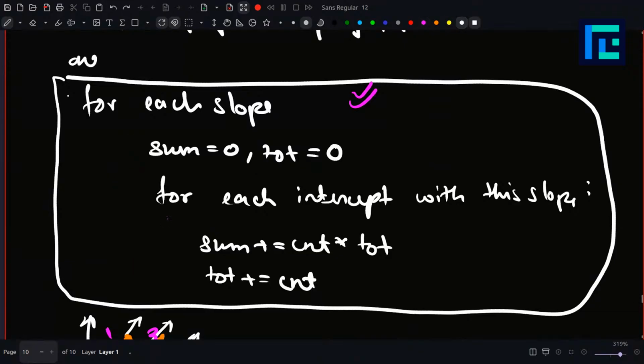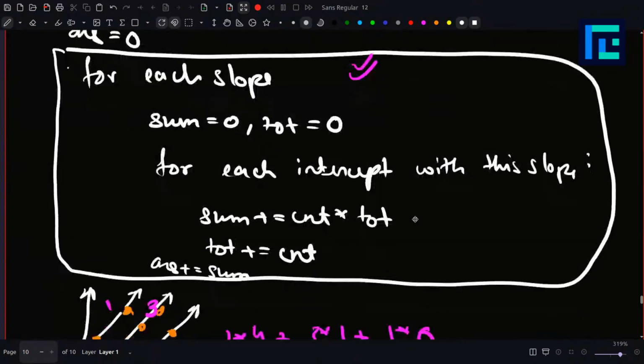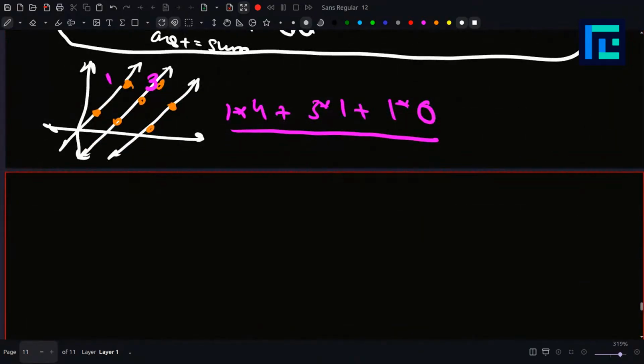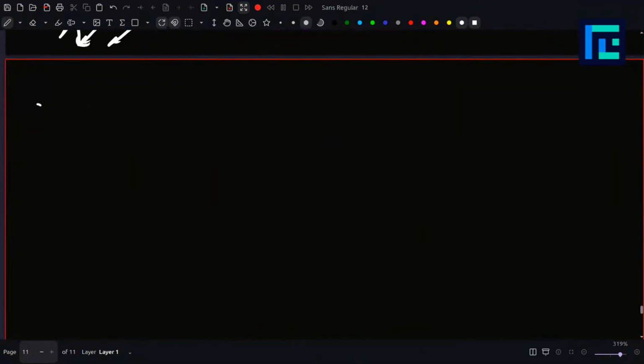So we can write the final answer as 0 outside of this whole loop. We can add the sum to the answer at every slope, right? So for each slope, we are finding each possible pairing, we're summing that up, and then we're summing over all the slopes what is the possible answer, and we're printing that, right? But now there is one issue with this idea.